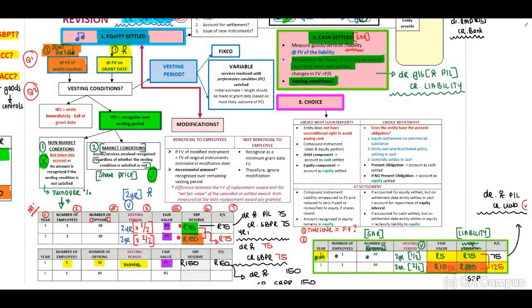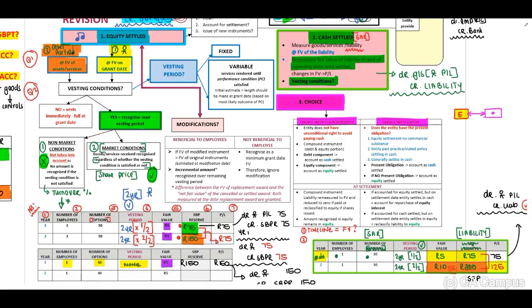Now I want you to focus on the third type, when there is a choice on how to settle the share-based payment transaction. Remember, either our counterparty can have the choice or our entity has the choice. Now, when we look at the choice for our counterparty, you need to think about this, guys. Remember, this is a transaction between our entity and another party, or an agreement. Now, we are looking at this purely from our entity's perspective.